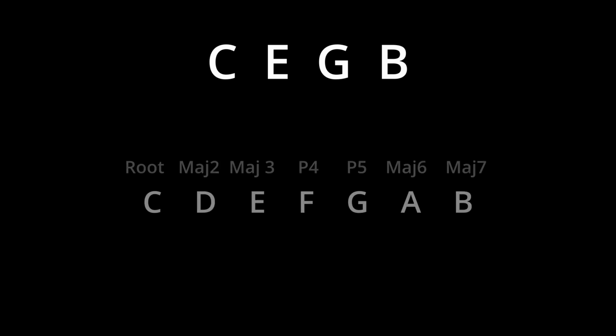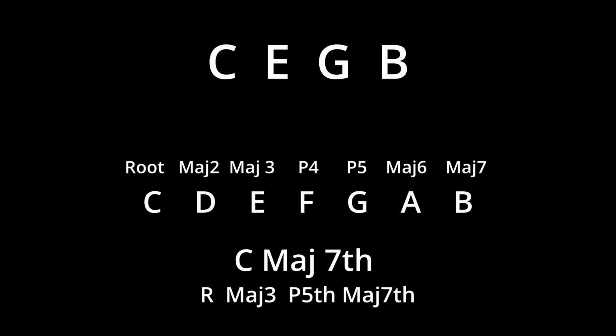The first seventh chord in the key of C has the notes C, E, G, B. Looking at the C major scale, we can find the intervals for these notes: C, root, E, major third, G, perfect fifth, and B, major seventh. These intervals give us the C major seventh chord.